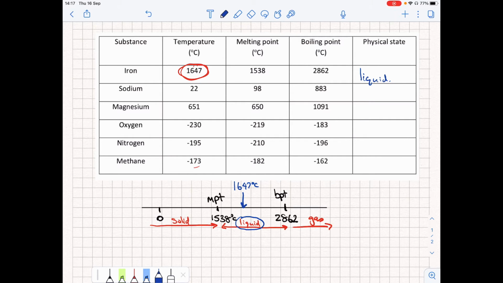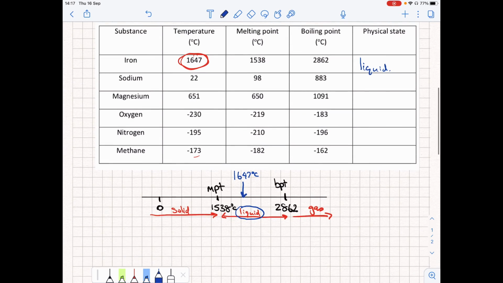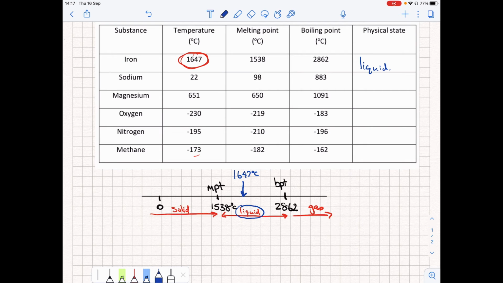I'll just show you one more, because when we deal with the non-metal elements, sometimes they can be a bit trickier. So if we do this for oxygen, I draw myself a number line. Again, I go to my table here and I've got the melting point and boiling point, but notice they're negative numbers. So my 0 is going to be here. I'm going to come all the way down to minus 219 degrees C, and that is the melting point. And then here at minus 183 degrees C is the boiling point.